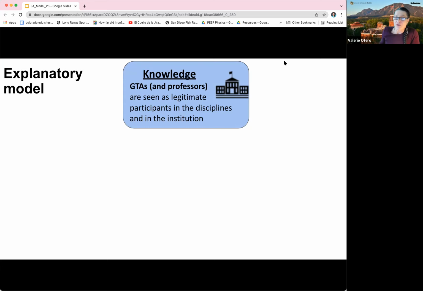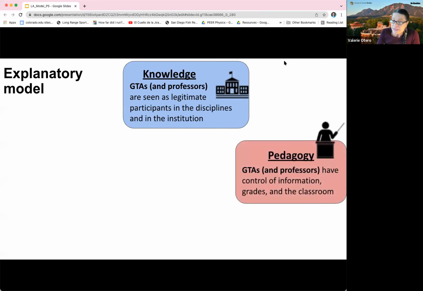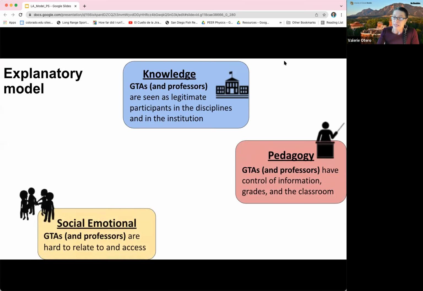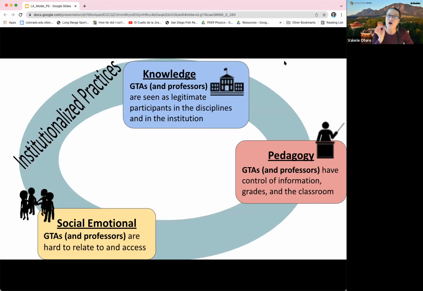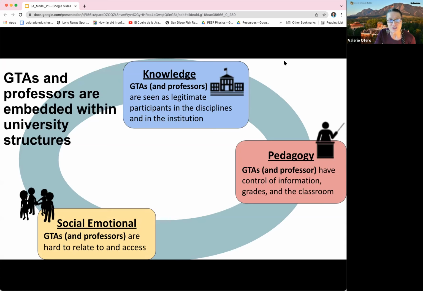So knowledge category: graduate TAs and likely professors, although we didn't ask about those in this study, are seen as legitimate participants in the discipline and in the institution. They have control of information, control of grades, and control of the classroom. In social emotional, graduate TAs and likely professors are harder to relate to and access. And yet these are the institutional practices. This is the institution. This is what's etched into the walls of our institutions.